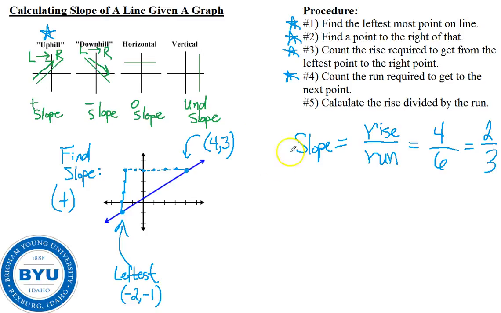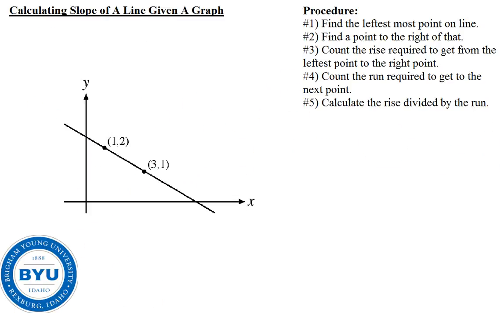That's the procedure. It's a 5-step process for finding the slope of a line. If the line by chance is negative, we'll do the same thing. We're going to take our leftmost point. Here's our left point, 1, 2. And this is our right point. And again, once we've found those, we're going to count the rise required. Now, the only problem is, remember that it's rise divided by run. That's slope. And for slope, we use the letter M to represent slope.